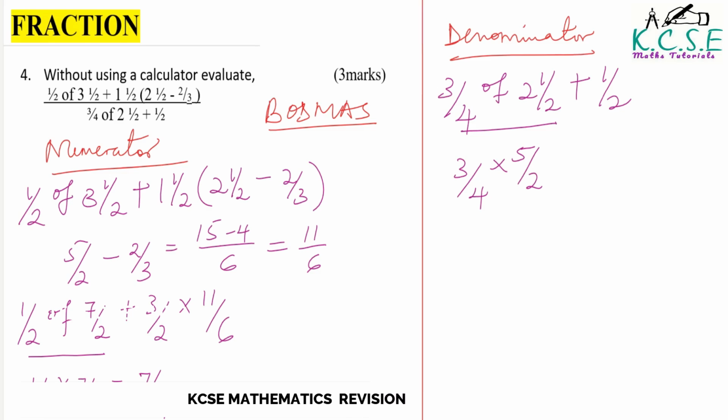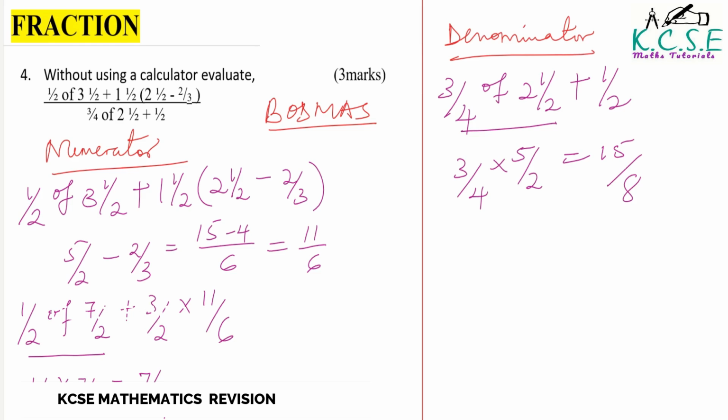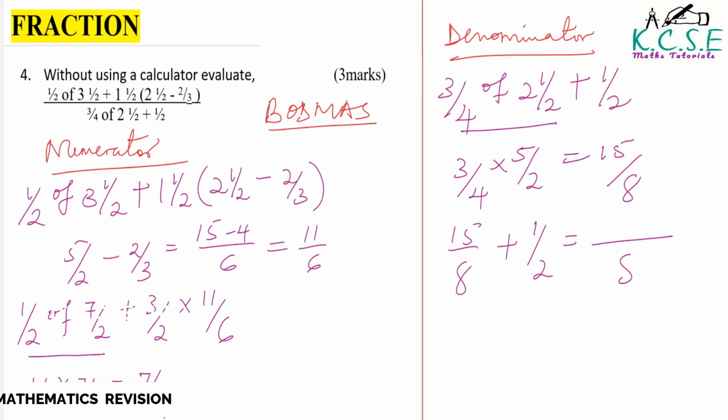So working this out gives 15 over 8. That is what you get. Then you write 15 over 8 plus a half. When you add these, the LCM is 8. So this gives 15 plus 4, and you get 19 divided by 8. Now 19 divided by 8 is the solution for the denominator.